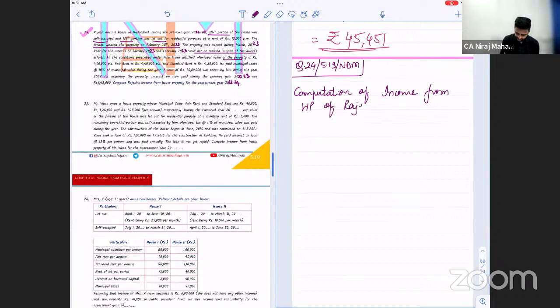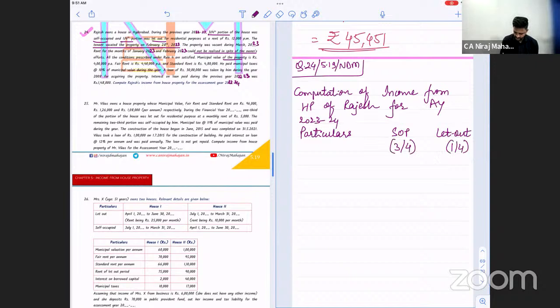Of Rajesh. Self-occupied and let out. Self-occupied how much? 3/4. So let out 1/4. And rupees. Fine. Calculate NAV. Pen drive students, offline app students, whoever is watching the video lecture, pause the video. Calculate this, come to the answer, and then restart the video. Okay.